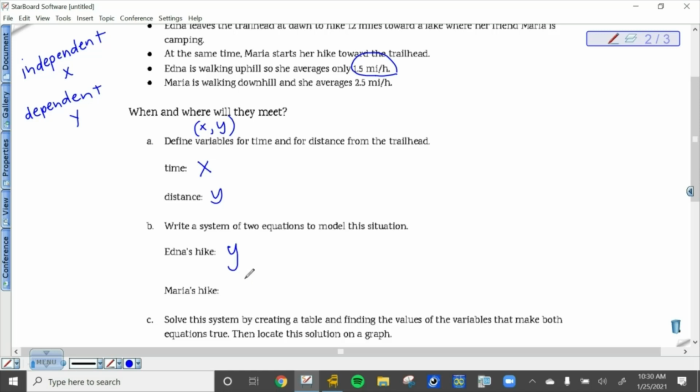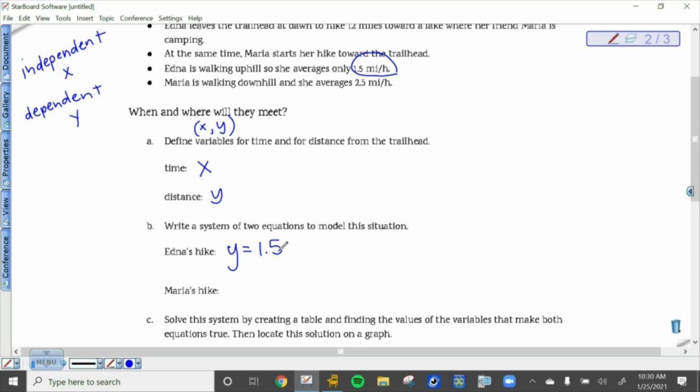So her distance equals 1.5. If she's walking 1.5 miles per hour, how far will she have walked after 1 hour? 1.5 miles. What about after 2 hours? How much would she have walked? 3. After 3 hours, how much would she have walked? 4.5.